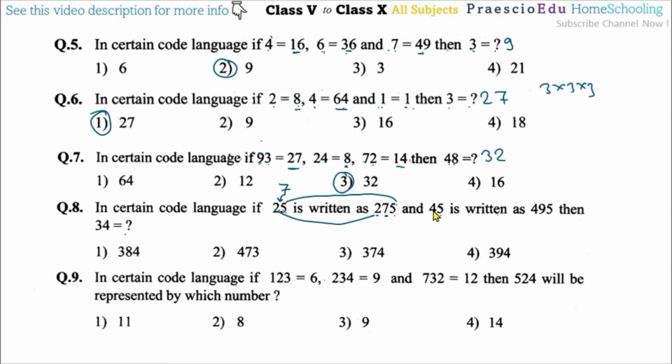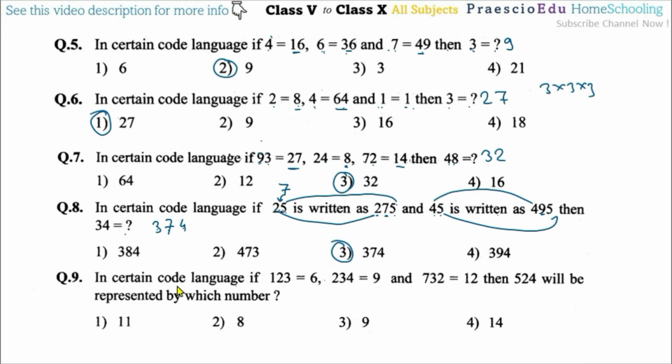So same as this one, 4 plus 5 is a 9. Okay, it will maintain here, and 4 as it is and 5 also as it is. So as per this one, 34 means 3 and 4 here, 3 plus 4 is a 7, so 7 at the middle, so 3 7 4, so 374 means option number 3 is the correct one.